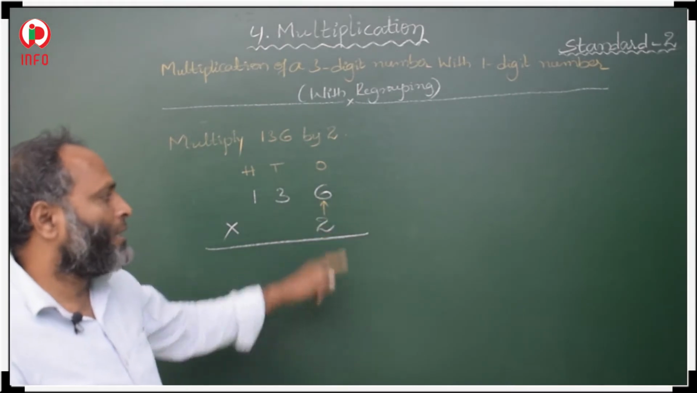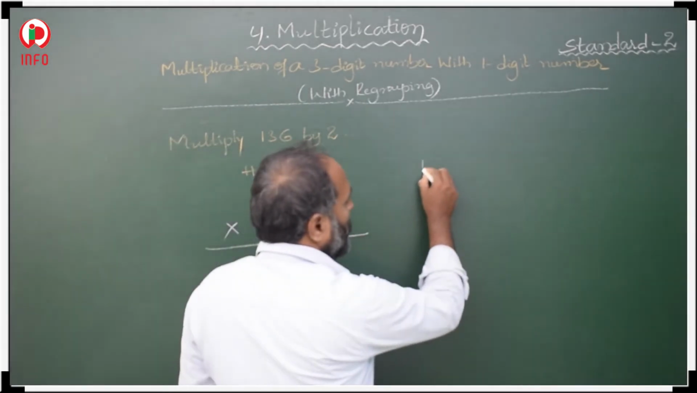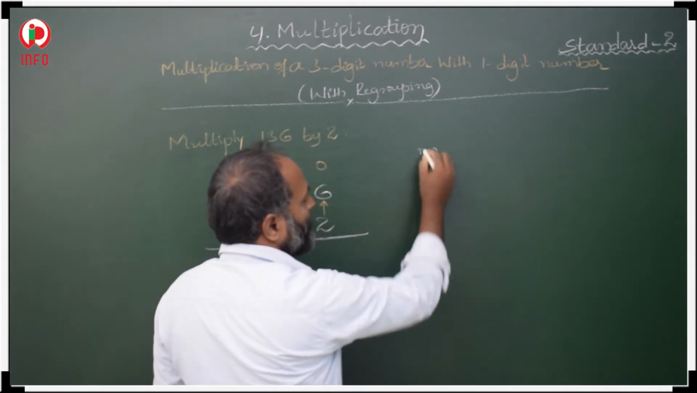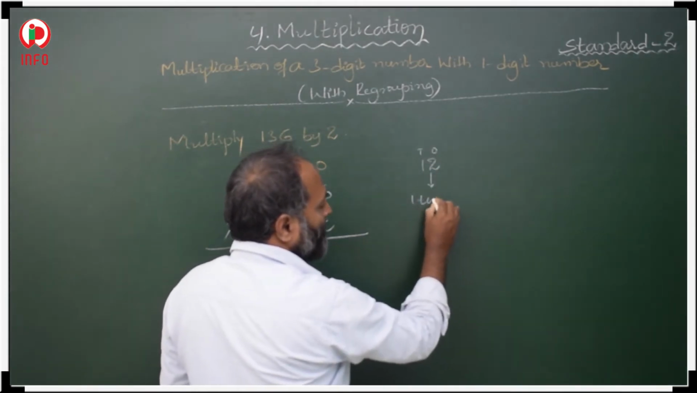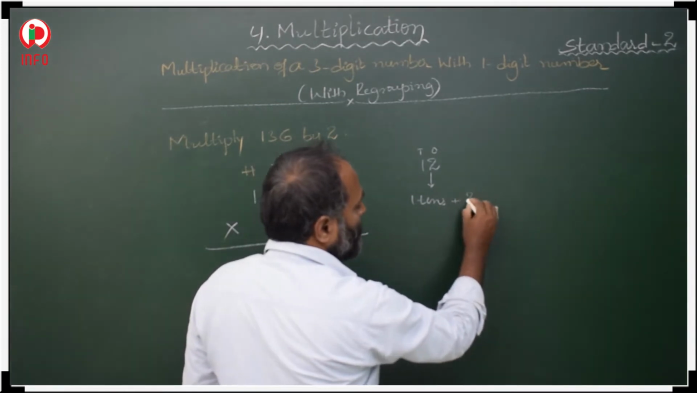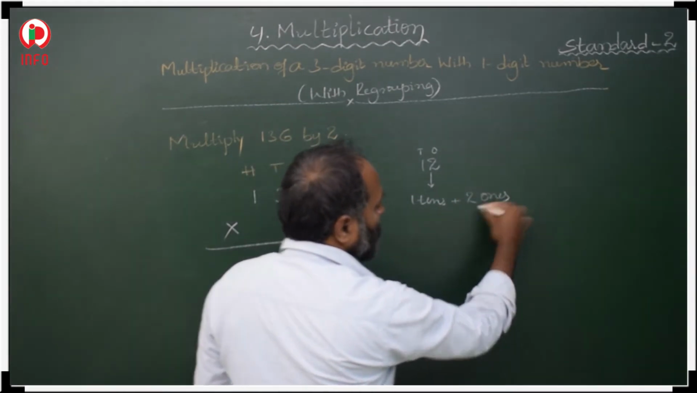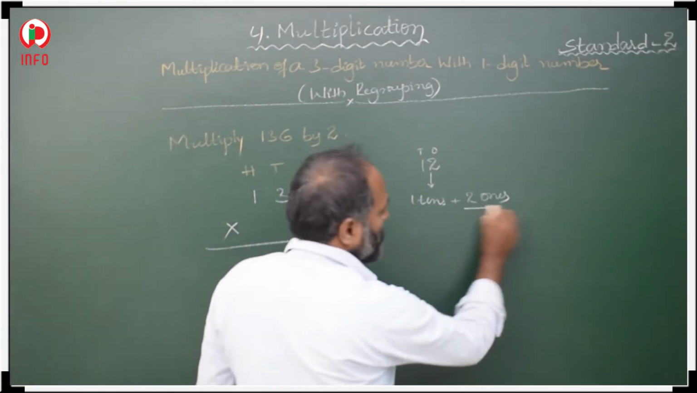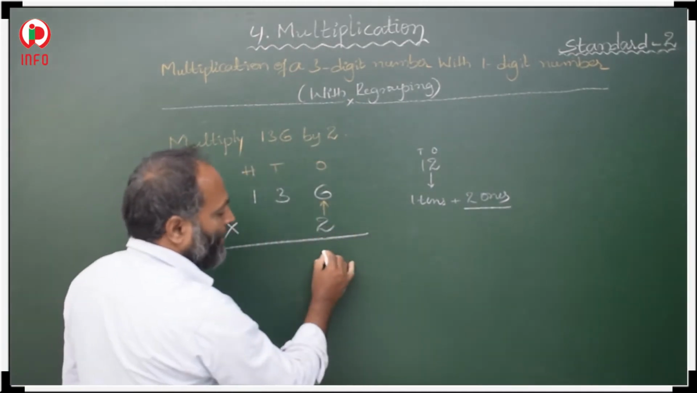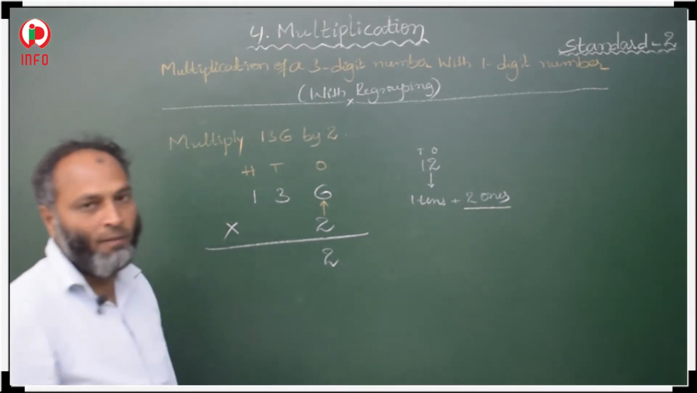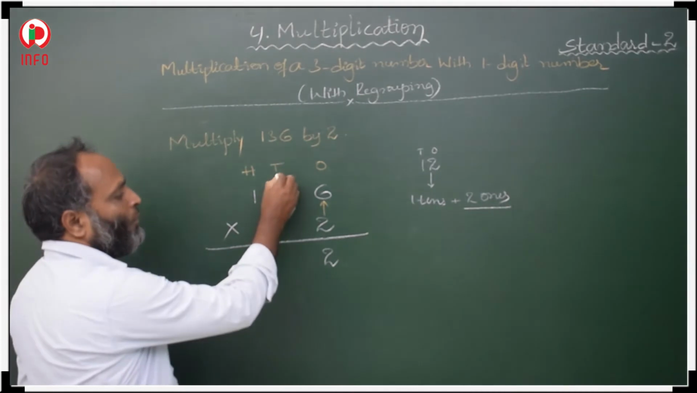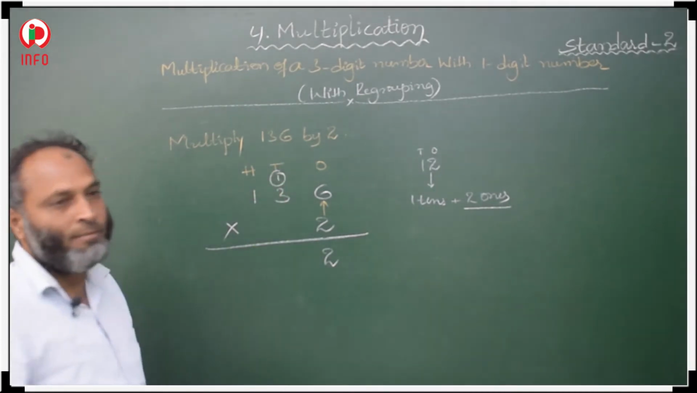2 sixes are 12. What does 12 mean? 12 means this is in the ones place, this is in the tens place: 1 ten plus 2 ones. These 2 ones we have to write in the ones place, and 1 ten is left, that we have to carry over to the tens place.